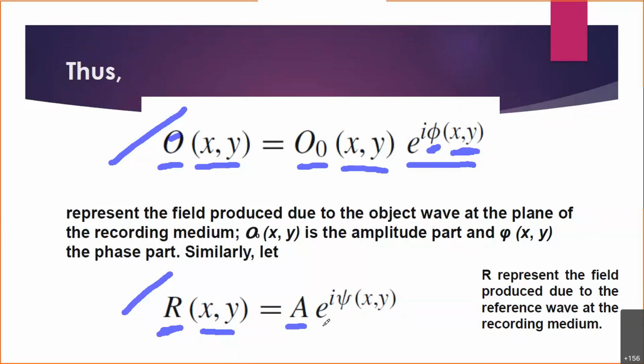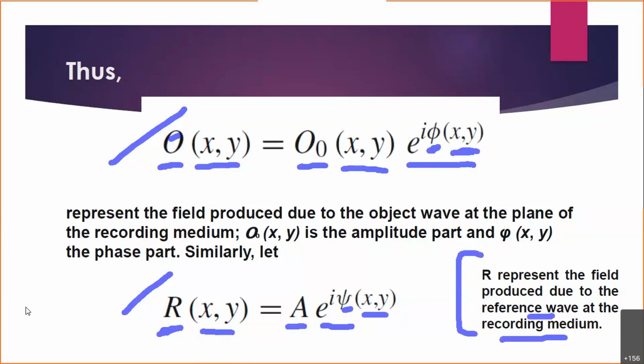And then you see this e to the power, again considering the angle. This time the angle will be different because these are two different waves. For the object wave, I considered the angle phi. For the reference wave, I consider the angle, let's say psi. This particular symbol we know as psi. Again, this is an angle, nothing else, between the x and y axes. This represents the field produced due to the reference wave at the recording medium. So I have written both: I have written for the object wave also, and for the reference wave also. Now we need to see how these two waves are going to interfere.